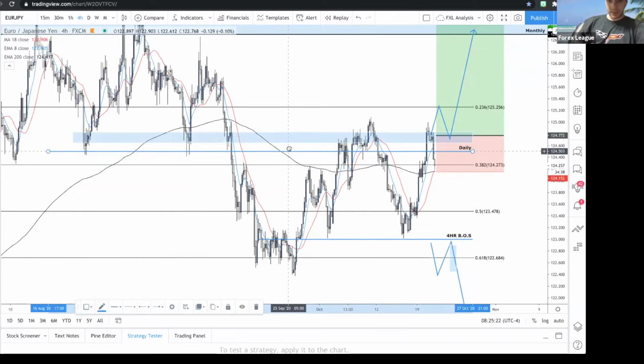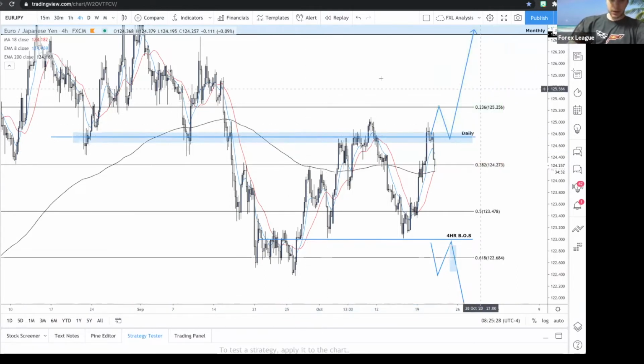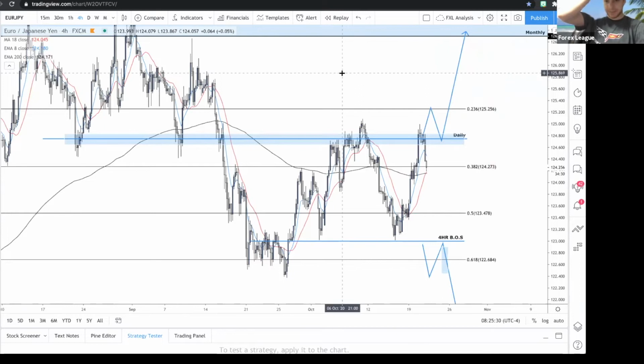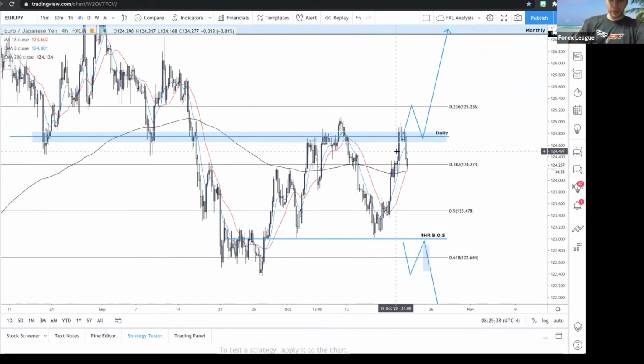I'm going to move the daily up a little bit. See if this makes sense. 124.75 makes sense to me. All right, so sometimes you got to do stuff like that. Okay, so this is just an area. We got a nice little double top. So from here, we're looking long. We're definitely looking long here because if this breaks this daily, that's what we want to see. A nice higher low above that.